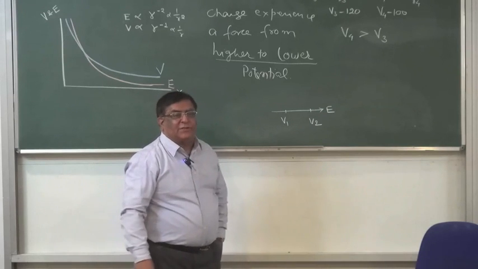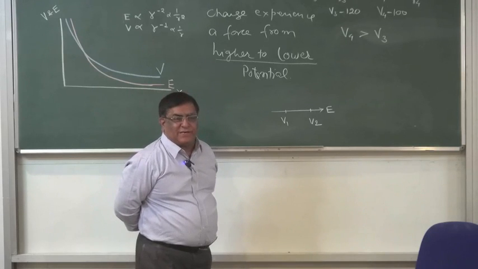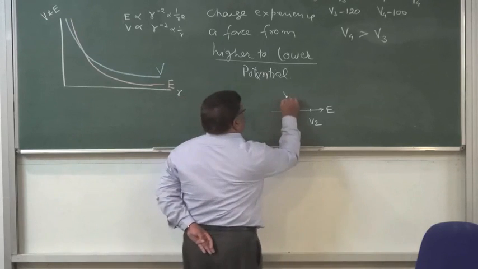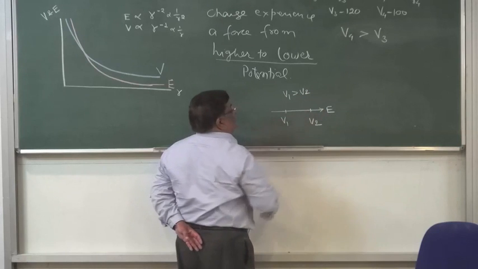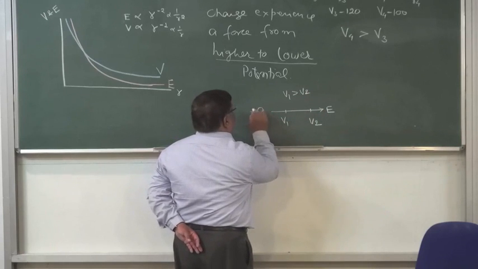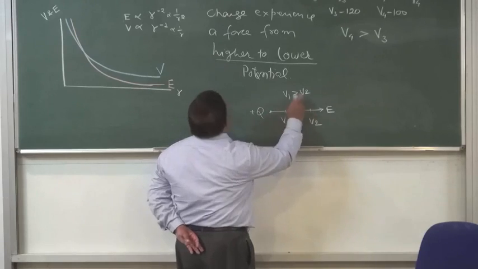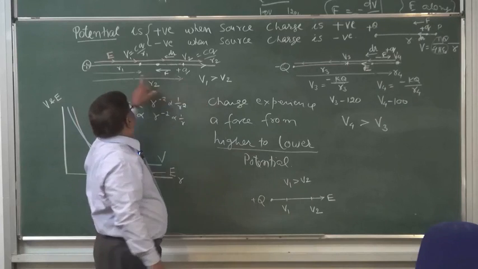In which direction is the potential increasing? V1 is higher or V2 is higher? V1 is higher, correct? V1 is higher than V2 because this is the direction of E, and here is the source charge. Therefore, this R is less, this R is more. V1 is higher than V2 here. Same thing.